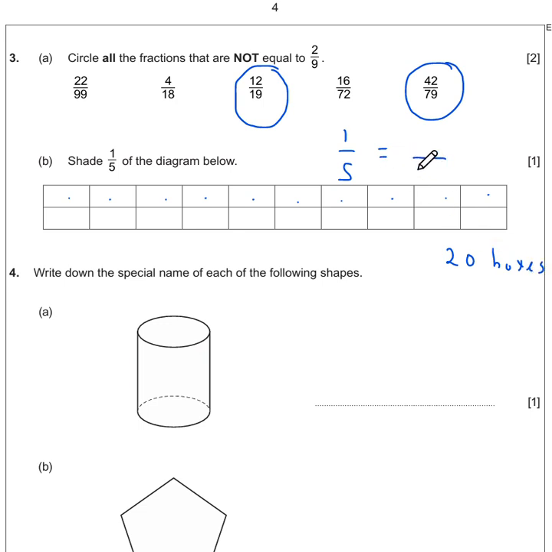So let's have a think about 1 out of 5. How many out of those 20? So if we look here, whatever we do to the bottom of the fraction, we need to also do to the top. So we see here, this is multiplied by 4. So we're going to do the same to the numerator. That is going to give us 4 out of those 20 boxes. Okay. You could also, another method is if we divide this up into 5s.